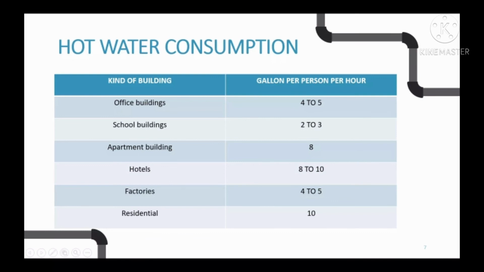A safe estimate of hot water consumption for hygienic and average use per person according to the type of building is presented in this table. Kinds of buildings: office buildings, gallons per person per hour, 4 to 5. School buildings, 2 to 3. Apartment building, 8. Hotels, 8 to 10. Factories, 4 to 5. Residential, 10 gallons.